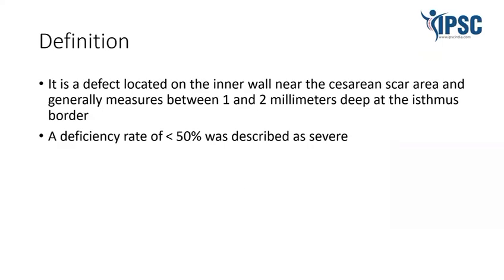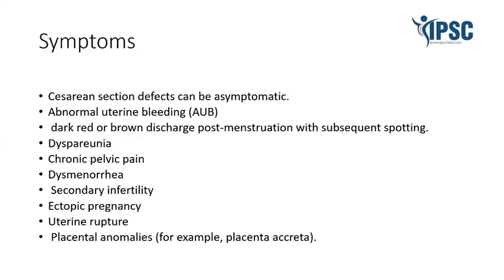Now, what is this? The definition of isthmocele is a defect located in the inner wall of the caesarean scar area, and it generally measures between 1 to 2 millimeters deep. And if the depth of the isthmocele is more than 50% of the myometrium, it is considered a severe type of isthmocele. So the patient generally does not have any symptoms. Mostly when we see isthmocele, it is asymptomatic.